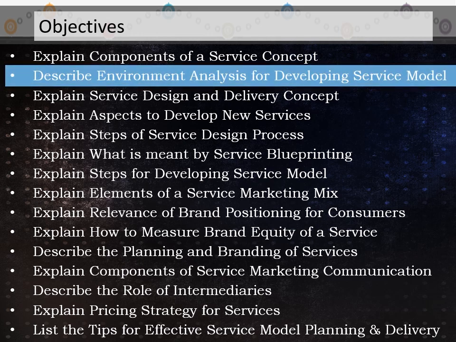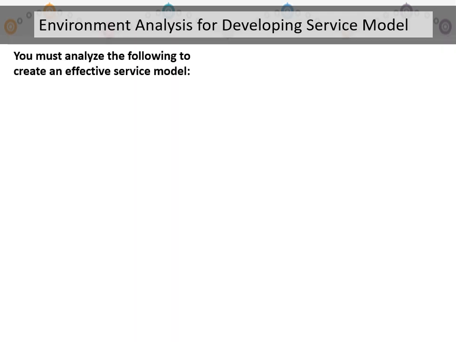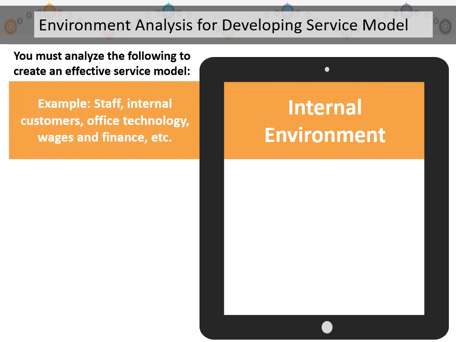Describe environmental analysis for developing service model. You must analyze the following to create an effective service model. Internal environment. Example, staff, internal customers, office technology, wages and finance, etc.